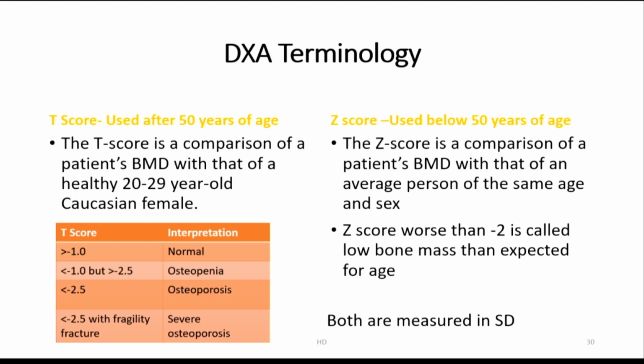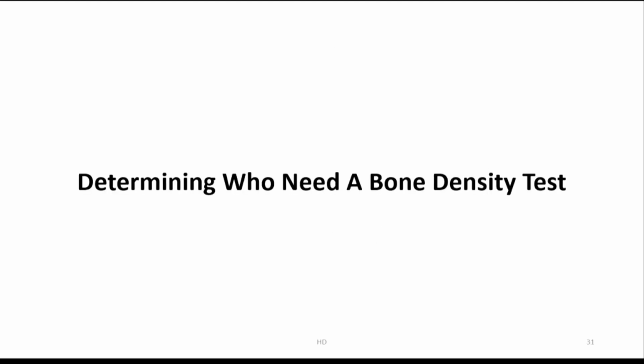And finally, we measure BMD in gram per centimeter square, but finally what we compare is the T-score. T-score is a comparison of the patient's BMD with that of a healthy 20 to 29-year-old female. And Z-score, on the other hand, is a comparison of the patient's BMD with that of a person of similar age and sex. T-score is used in patients who are more than 50 years of age, whereas in young adults or in children, Z-score is used for diagnosis.